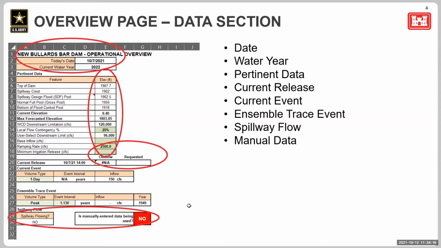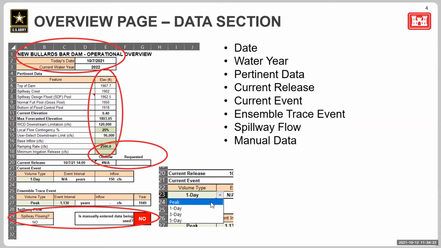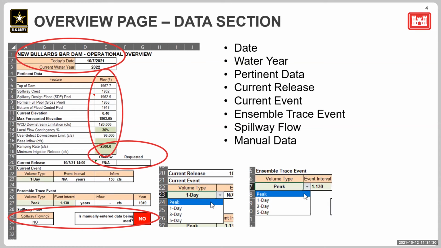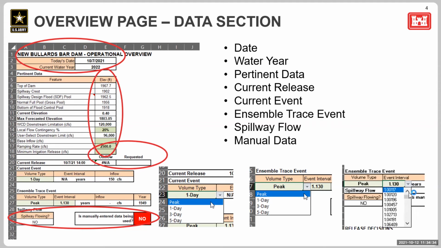If it does say yes, then your spreadsheet's linking to the manual section and you need to fix it. So here are my animations that I was looking for. For current release, we can also tab on and off the volume, look at the peak and the 1 day, the 3 day, the 5 day. We can do the same thing for the ensemble trace. And then we can also look at the event interval based on the ensembles.